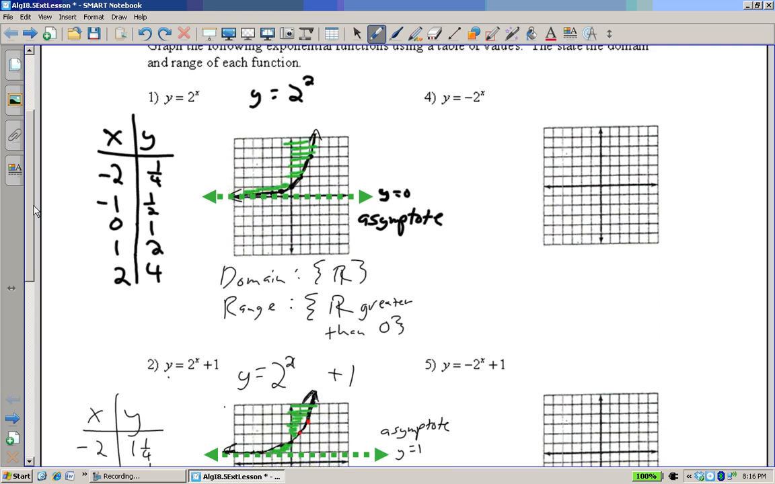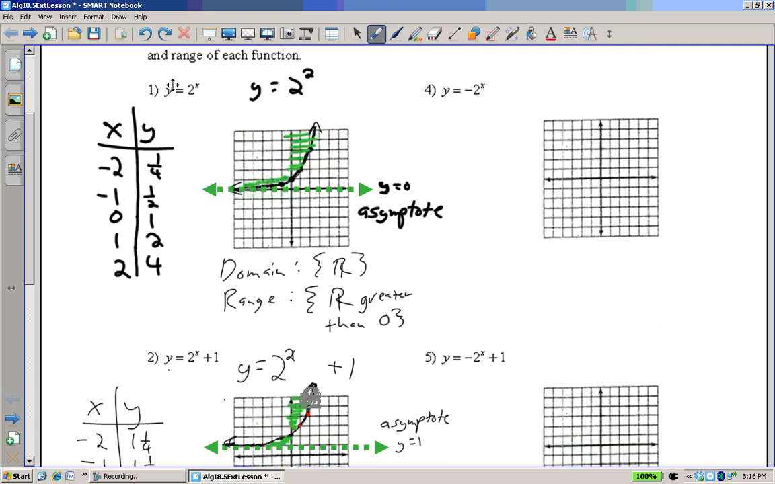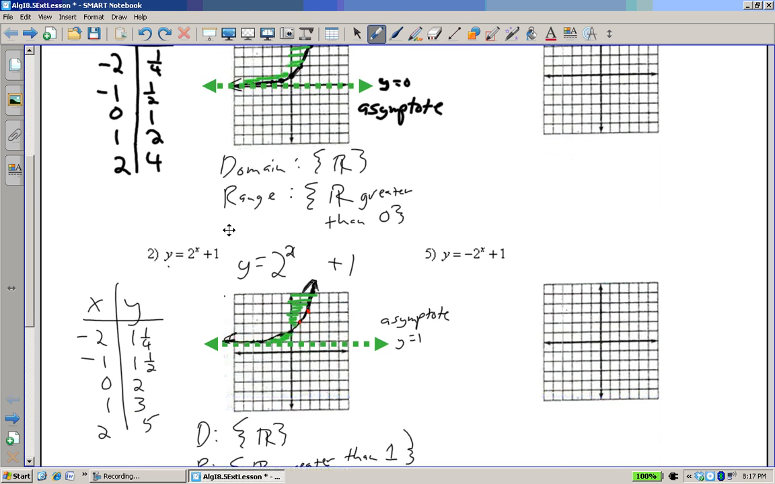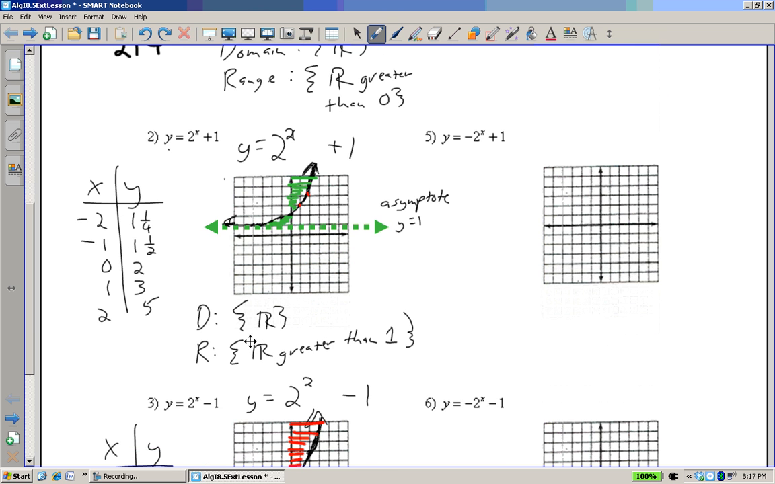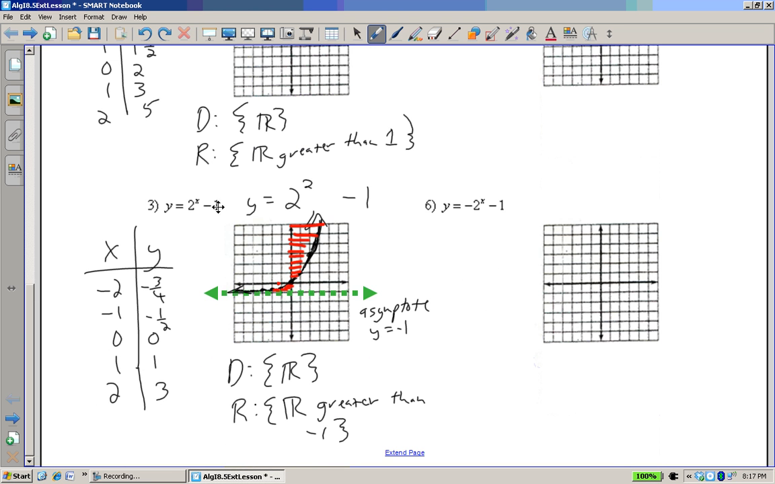Now, if you look at the big picture, you notice this is the sort of parent function. And when you add 1 at the end, the asymptote has moved up 1, and so has the range been affected, greater than 1. So everything's been shifted up 1. When you subtract 1 in this location, not in the exponent, but just regular subtraction, then you notice the asymptote has been shifted down. Everything has been shifted down 1 unit.